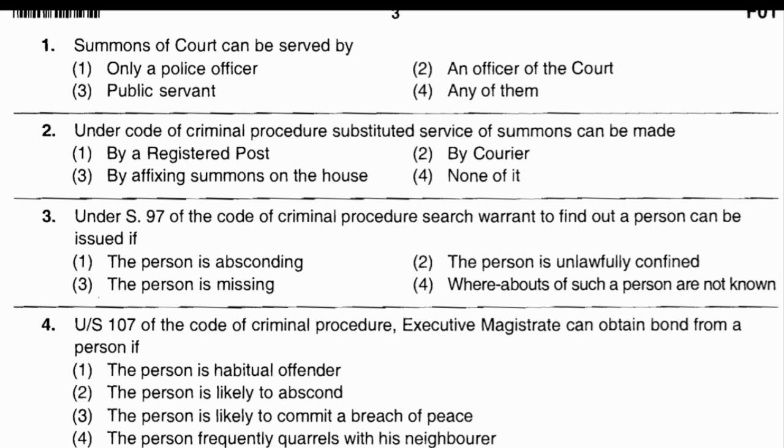Now question number 3. Under section 97 of the Code of Criminal Procedure, a search warrant to find out a person can be issued if option number 1, the person is absconding. Option number 2, the person is unlawfully confined. Option number 3, the person is missing. Option number 4, whereabouts of such a person are not known. And the correct answer is option number 2, the person is unlawfully confined.